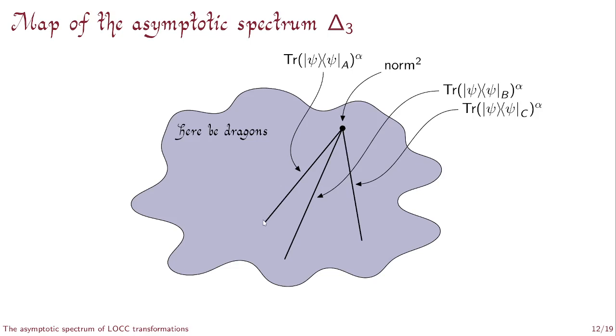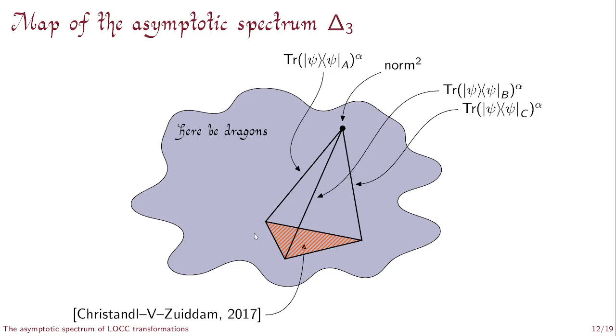And the other endpoints of these lines are simply the Schmidt ranks across these bipartite cuts, which are also known as the gauge points in the terminology of the asymptotic spectrum of tensors. And these functions that we found earlier interpolate between these gauge points.